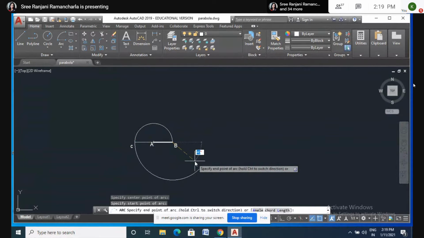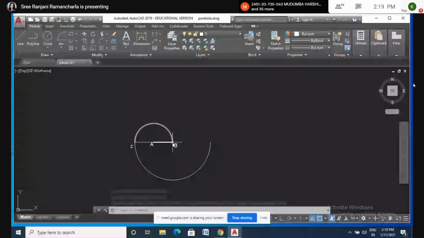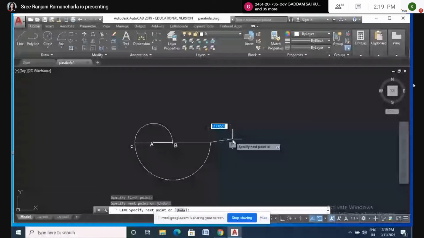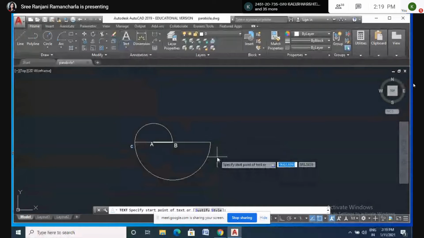Let's see if it will show 360 or not. Yes, we got it. With compass, B as a center, CB as a radius, you can draw the semicircle. Okay. Now here I will draw the line. So here I will name it as point B.